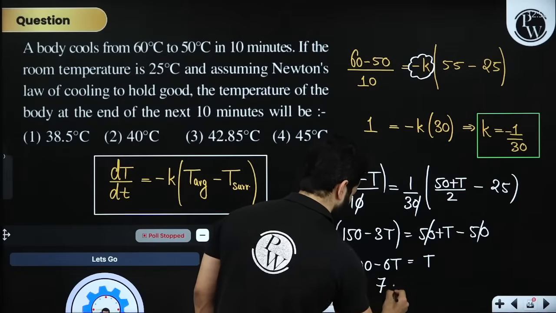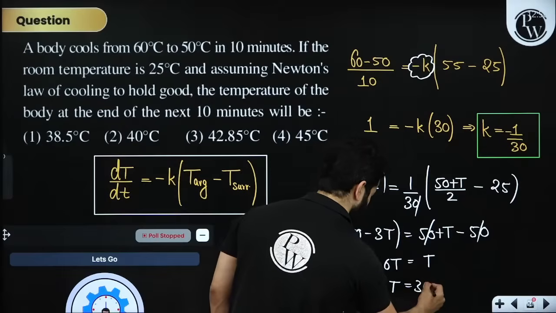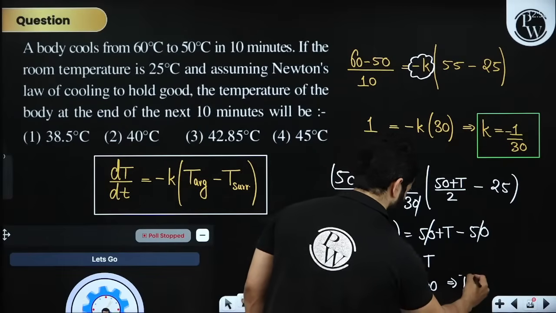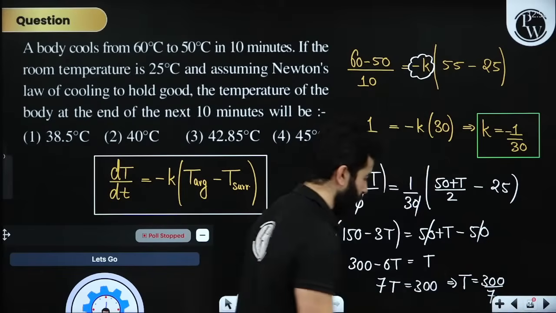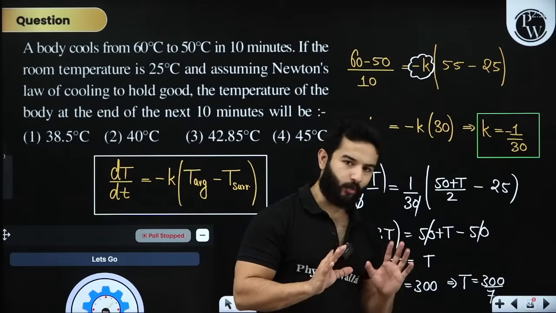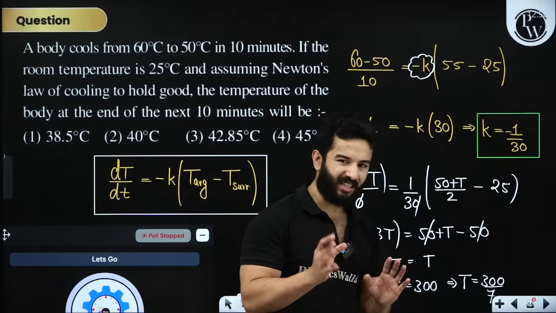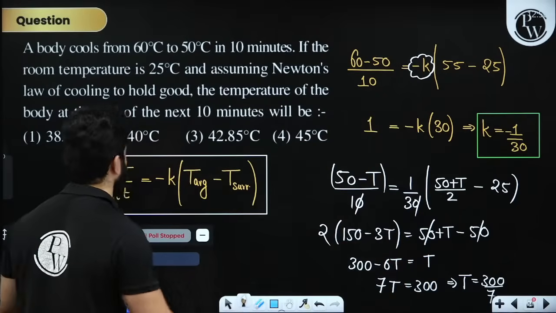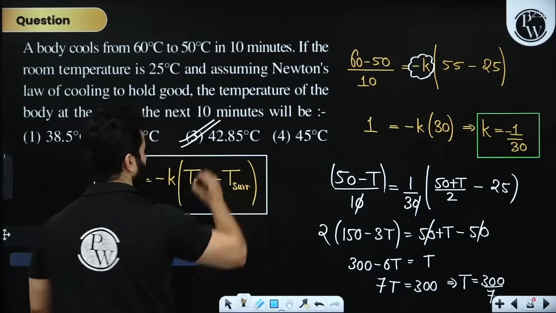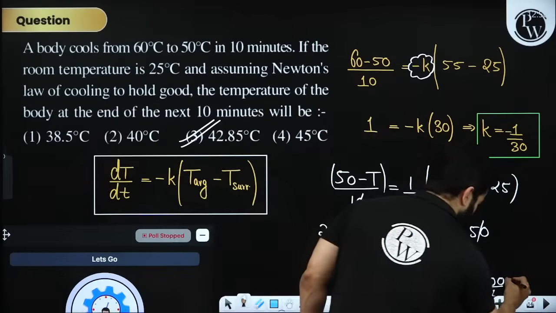That means 7T is equal to 300. So T will come out to be 300 by 7. What is 300 by 7? 7 times 4 is 28, so it will be slightly greater than some 40 value. That means 42.85 is going to be the correct answer.